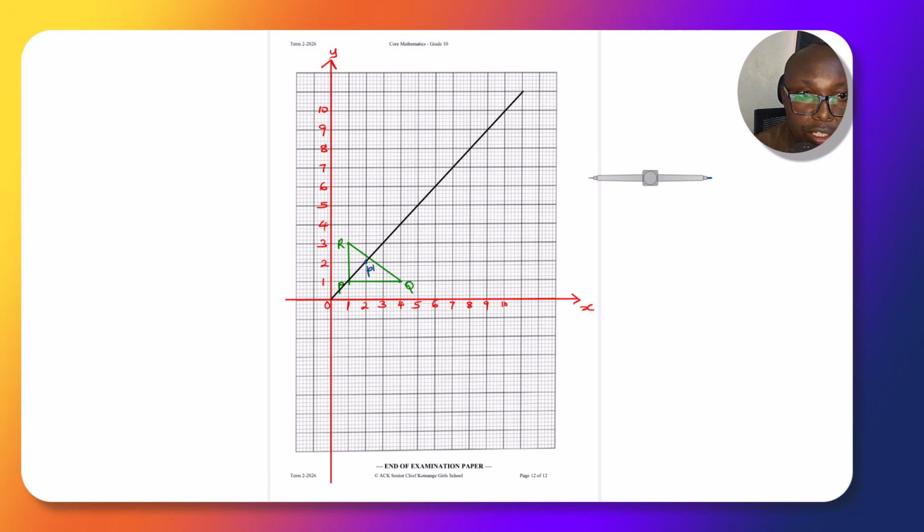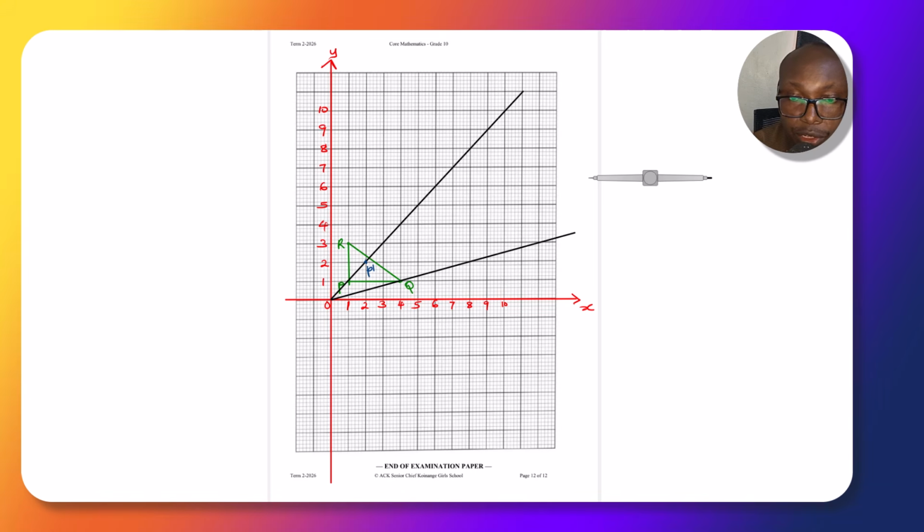We go to Q. So for Q, we do the same. Take a ruler, and then from the origin, draw a straight line through Q and make sure you extend that line.